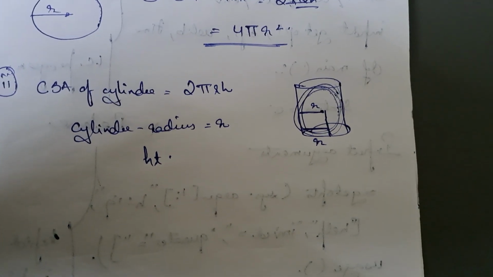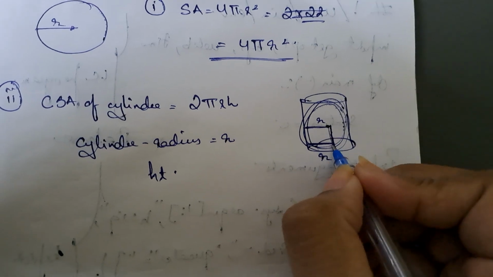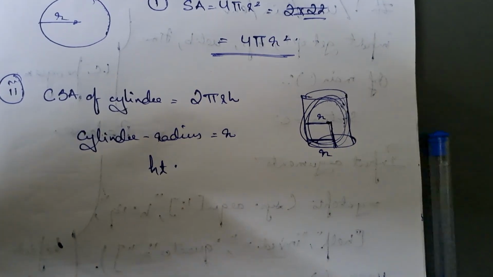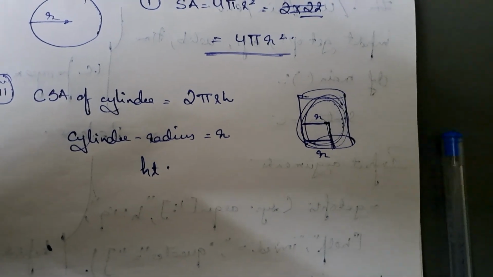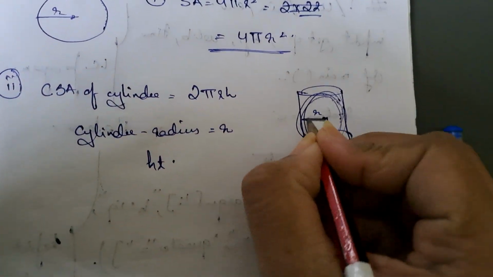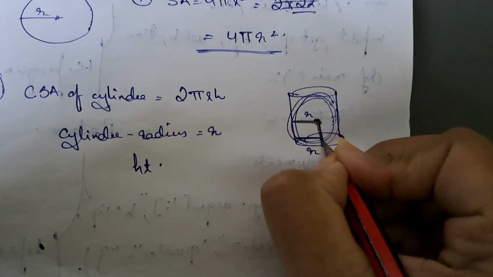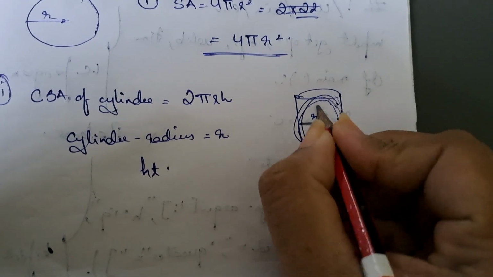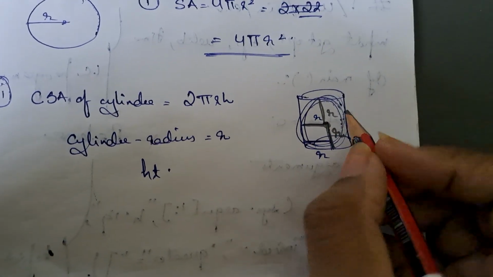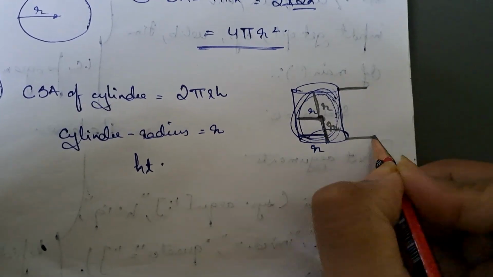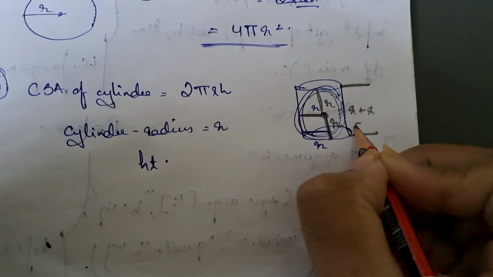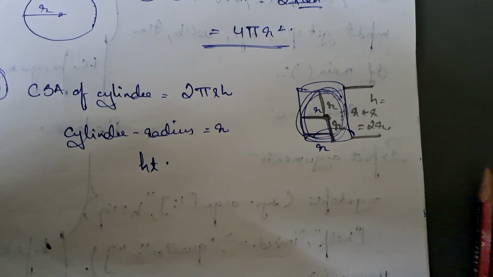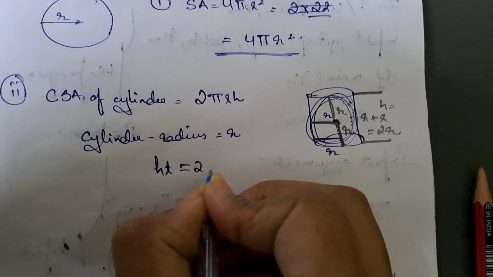What about the height of the cylinder? If this is the radius, then from the center towards one end is also the radius, and from the center towards the other side is also the radius. So the height of the cylinder is r plus r, which is equal to 2r, isn't it? So the height of the cylinder is 2r.